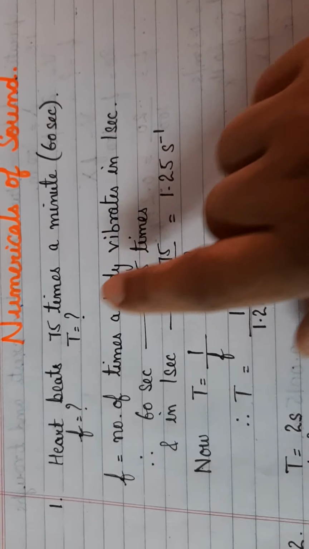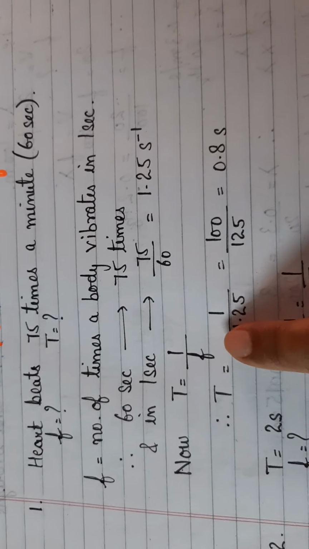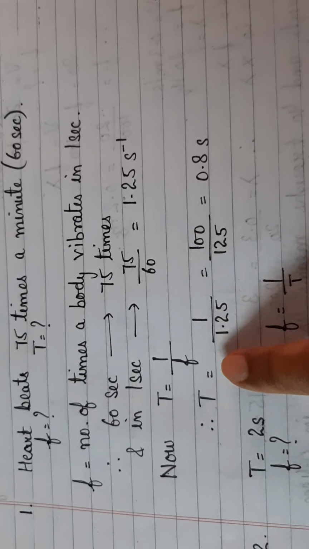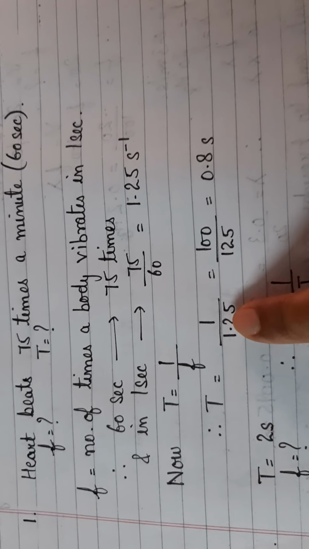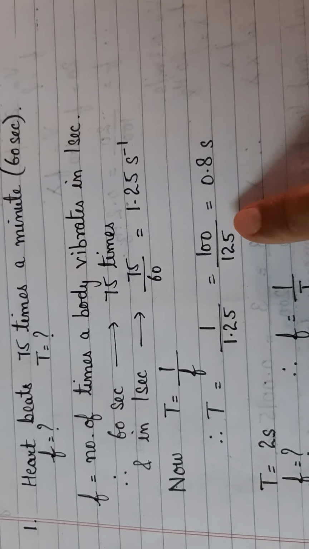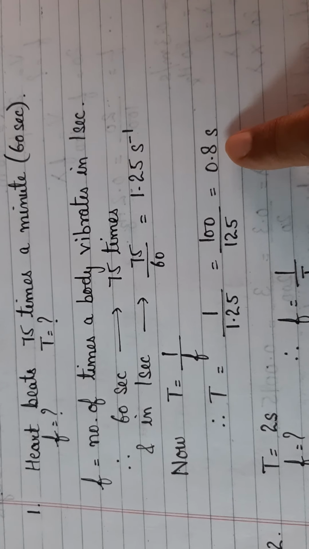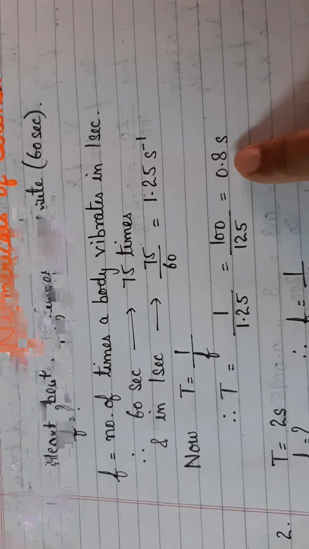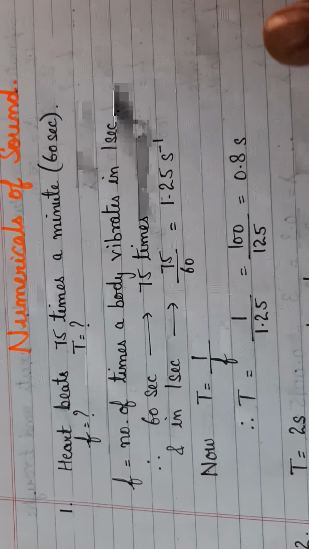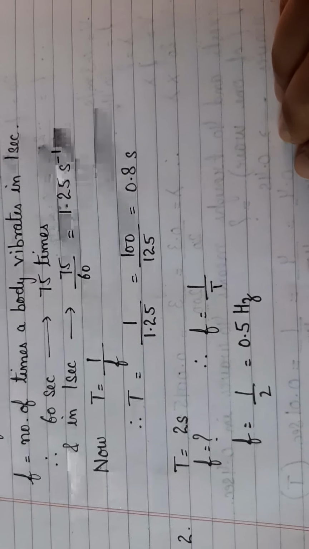Now I have to find out the time period. What is the formula for time period? Time period is 1 upon frequency. You all know that. So time period is 1 upon, what is the frequency I found out? 1.25. I remove the decimal, 100 upon 125. And when I divide this, I get 0.8 seconds. So I have found out the frequency as well as the time period for numerical number 1. Okay, let me tell you children, the numerical problems of sound are very easy.